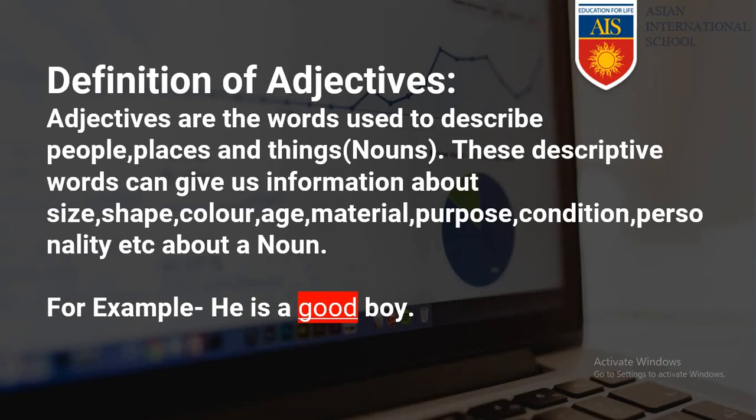For example, you can see in the sentence, he is a good boy. As we have all read in our previous lessons, boy is a noun. Boy is a common noun. So to describe the common noun boy, we are using the adjective named good. How is the boy? What is the personality of the boy? The boy's personality is good. So, to describe boy, we are using the adjective called good.